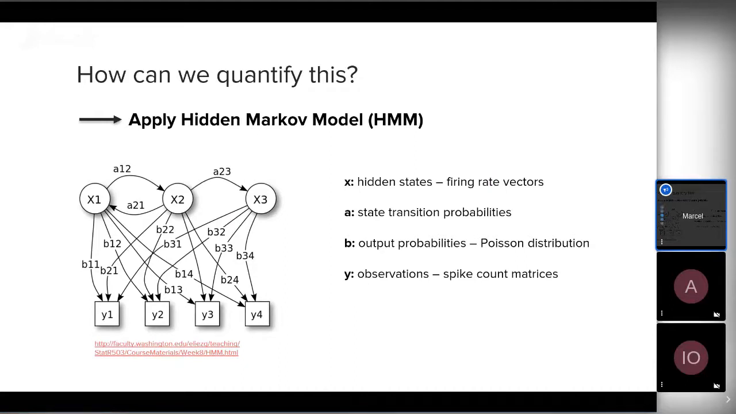But how do we quantify these states of neural activity? An ideally suited statistical model for this endeavor is a hidden Markov model. The basic idea behind that is that our observations, which are in this case the spiking activities of neurons, can be used to find hidden states, in our case firing rate vectors, which could represent lower dimensional representations of behavior.